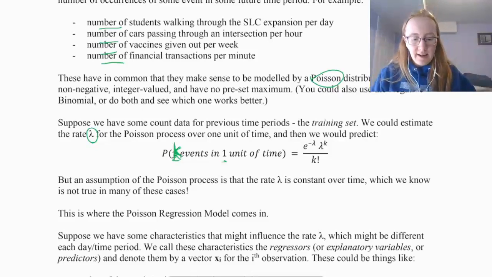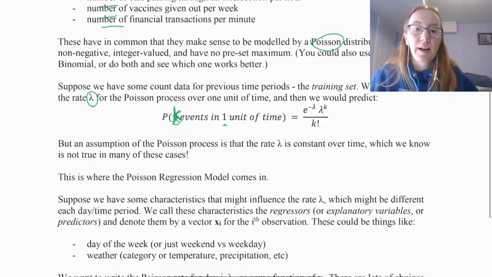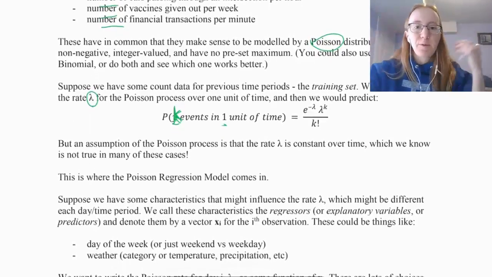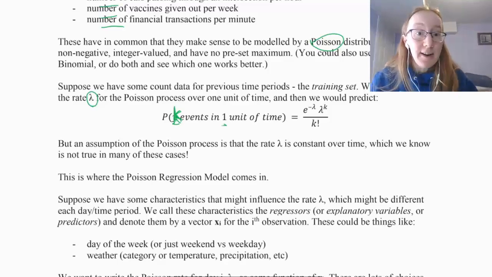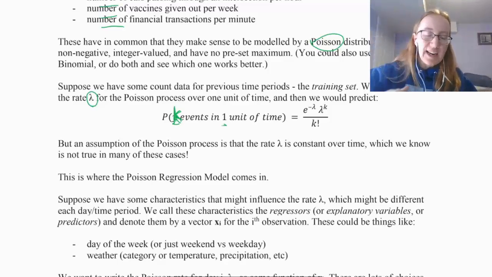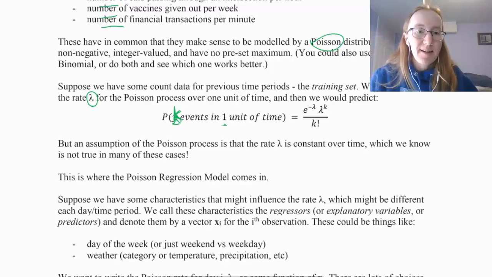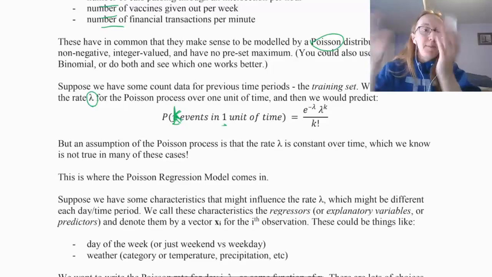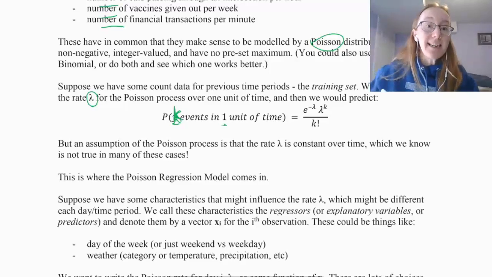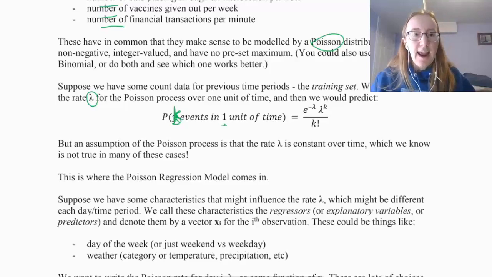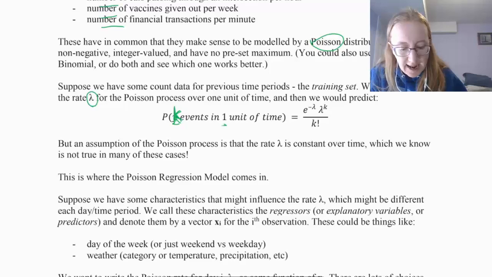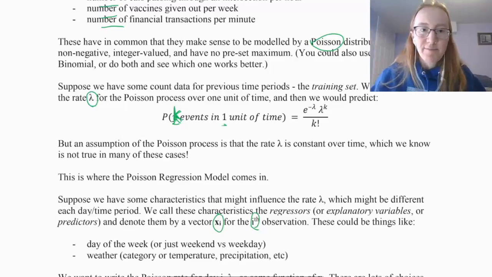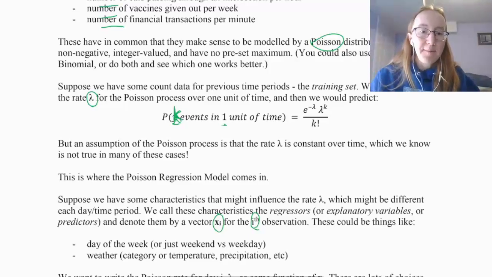There could be, say, what day of the week it is, or just a binary variable for weekend versus weekday. It could be the weather, whether it's a category or an actual number for the amount of precipitation that day. So there's lots of different characteristics that we could model about a particular day that we're trying to predict the number of events occurring on. And we collect all of that information and put it in a vector. So for day i, the collection of explanatory variables or regressors is a vector xi.